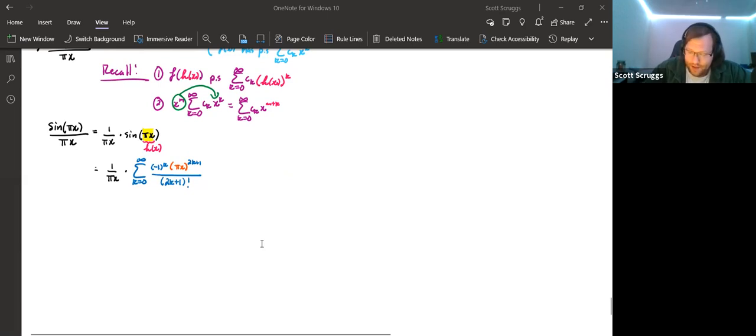Okay. Next up, I have that 1 over pi times x chilling on the outside. I'm going to use property 2 to now move it inside of my series, giving me now the sum starting at 0, ending at infinity. Numerator stays the same.